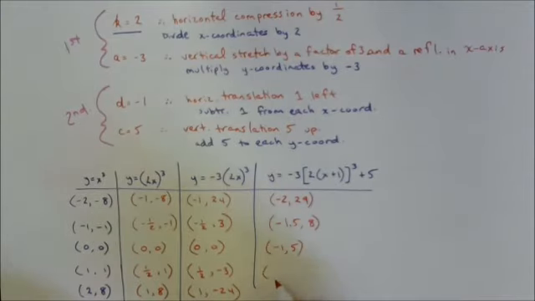Then you're looking at -1/2, and we're going to add 5 to -3. That gives us a y coordinate of +2. And then we are at 0, -19.